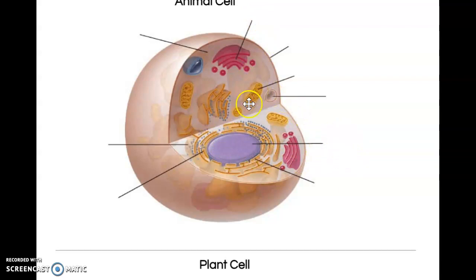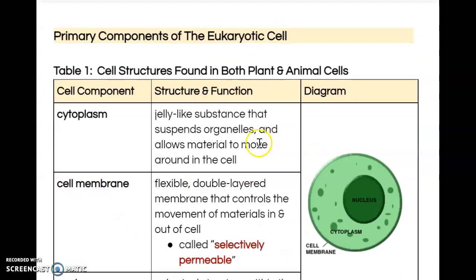Then you have your mitochondria right here that create the energy that is needed to do that whole process. And then you have storage units right here, such as your vacuoles. Okay, and same thing in the plant.